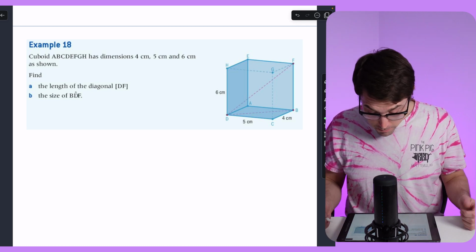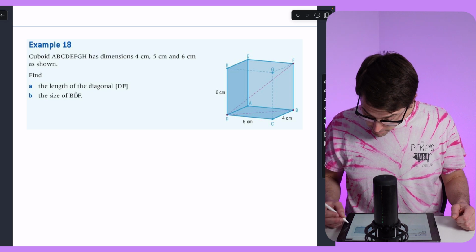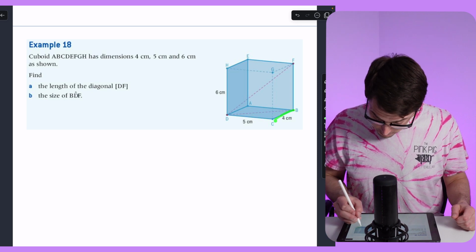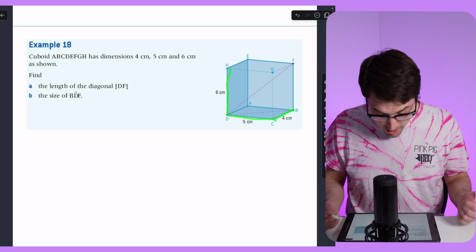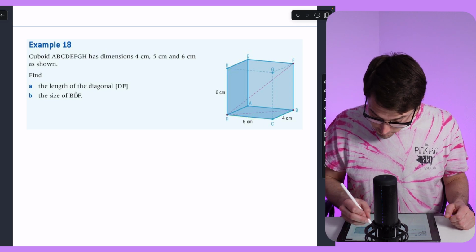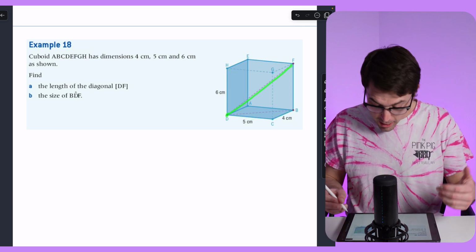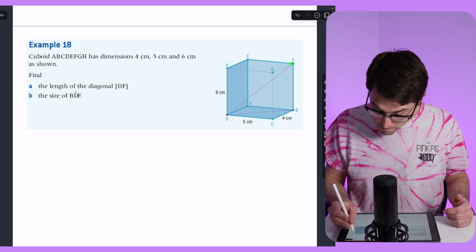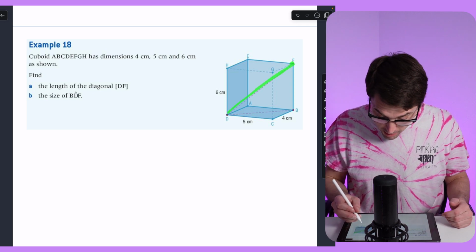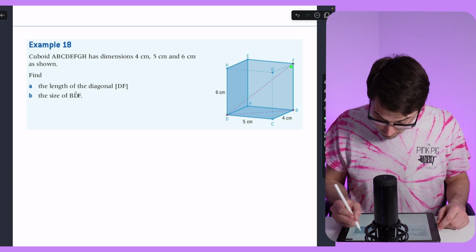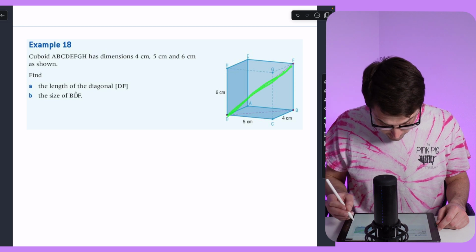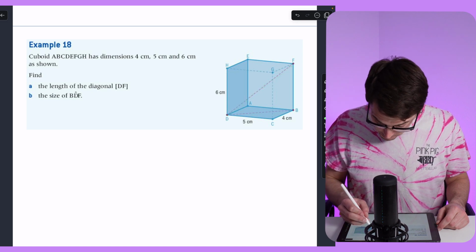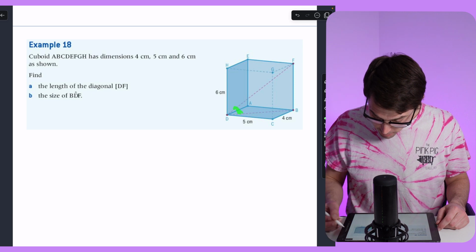So in this case, we have dimensions of 4, 5, and 6. All right, so we have a 4 by a 5 by a 6. And what we want to find is the length of diagonal from D all the way to F. So it's kind of that front left corner going to that back right corner. So it's going across. And we want to figure out what the length of this DF is. And we want to figure out what the size of angle BDF is, this angle situated right here.